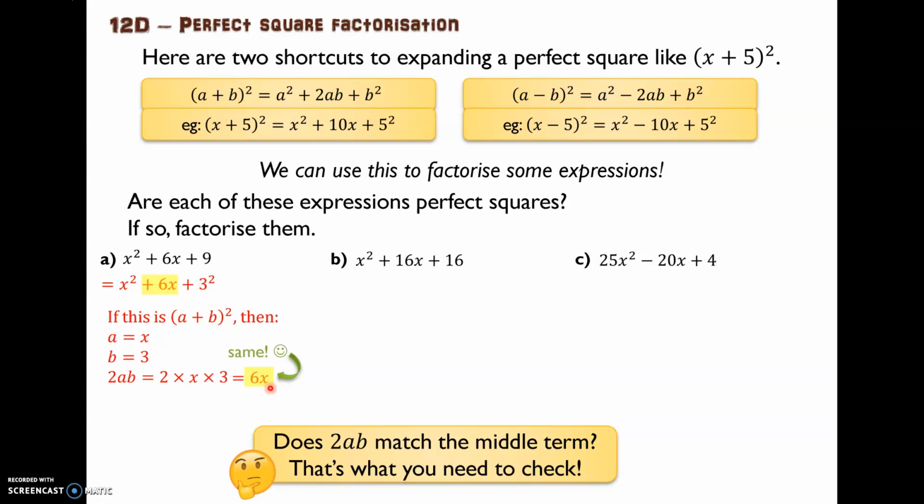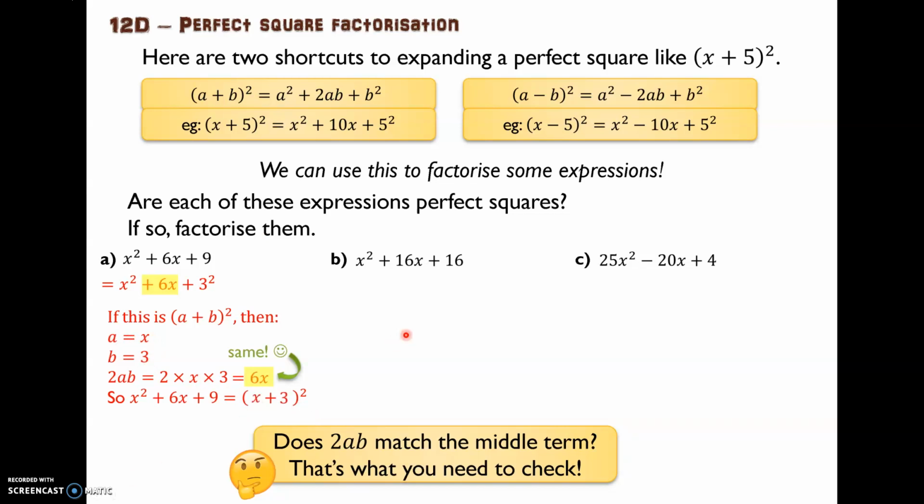Yes, it's a match. It's a win. That means it matches the pattern. So x squared plus 6x plus 9 equals, it's this kind of thing, a plus b all squared, where the a is x, and the b is 3. So I found that this one matches the pattern.